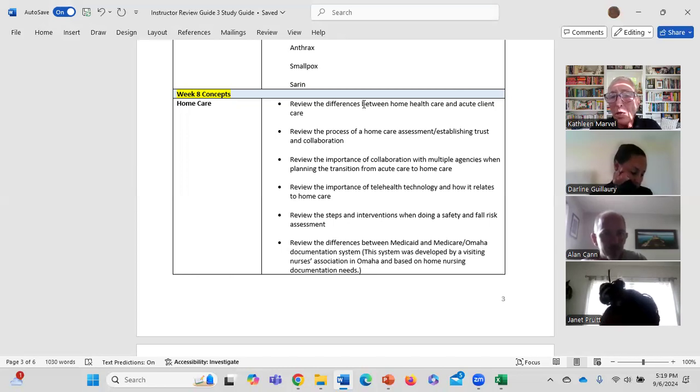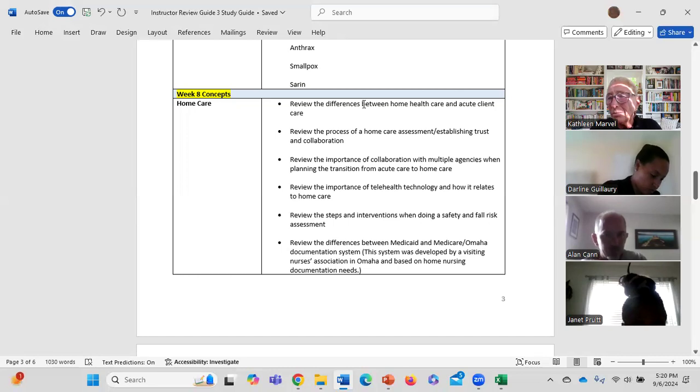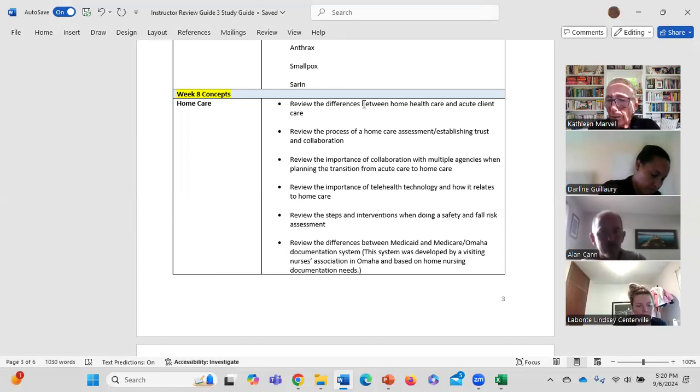What's important about home care assessment? I put in here establishing trust and collaboration. Why is that so important when you're caring for somebody in their home? Establishing trust and communication, so they feel comfortable with you inside their house. Right. You're their guest, right? You're in their home.